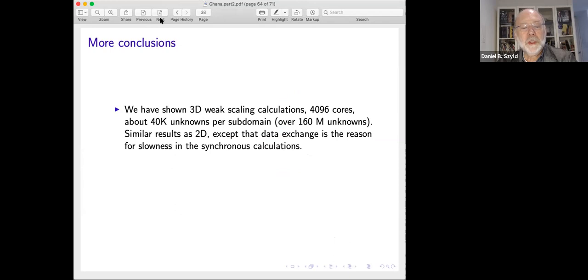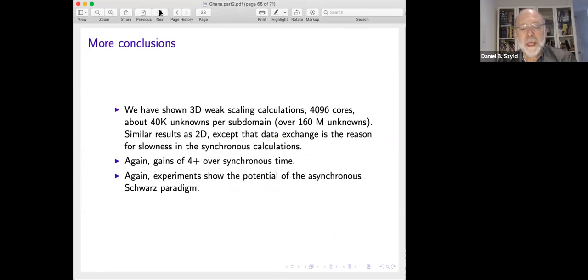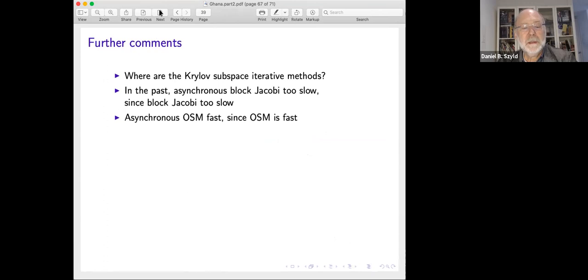Okay, so more conclusions. We show three-dimensional calculations with over 160 million unknowns, with similar results as the two-dimensional problem. Again gains of a factor of 4. Again, the potential.